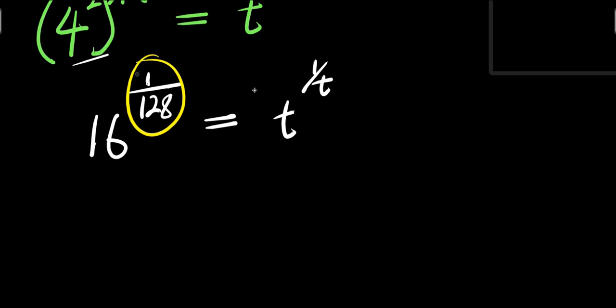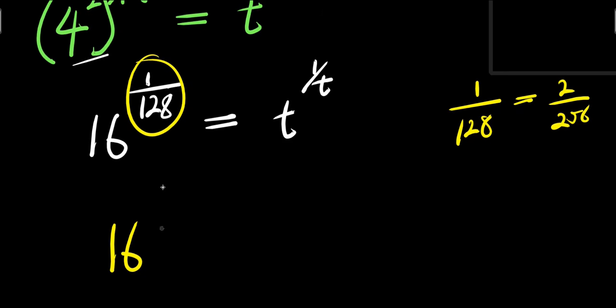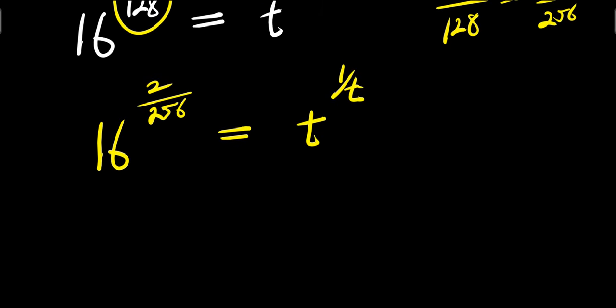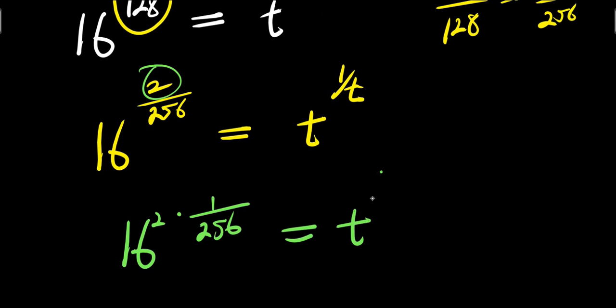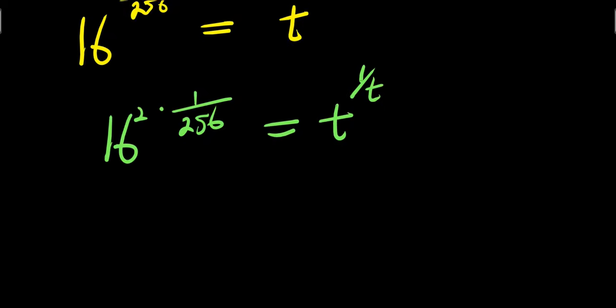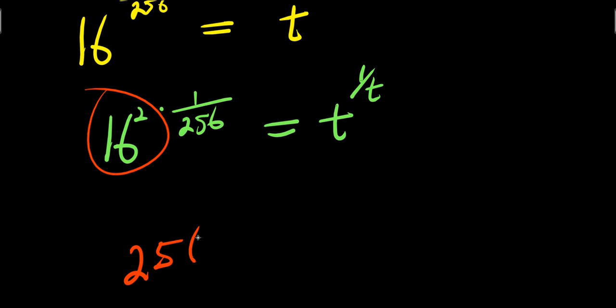I can also replace 1 over 128 with 2 over 256. I have 16 power 2 over 256 equals t power 1 over t. I factor out 2. I have 16 power 2 times 1 over 256 equals t power 1 over t. 16 power 2, that's 256, raised to the power of 1 over 256 equals t power 1 over t.